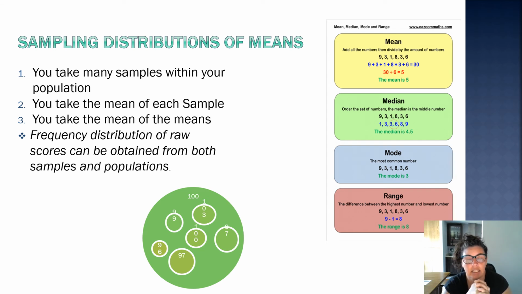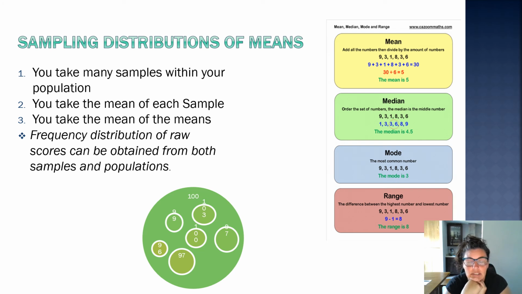A median is the middle. So a mean is an average, a median is a middle. You order the set of numbers from least to greatest, and then you take the middle number or the middle two numbers. So the median for this 1, 3, 3, 6, 8, 9 is 4.5. If I took out one of those threes, if it was 1, 3, 6, 8, 9, our median would be 6.